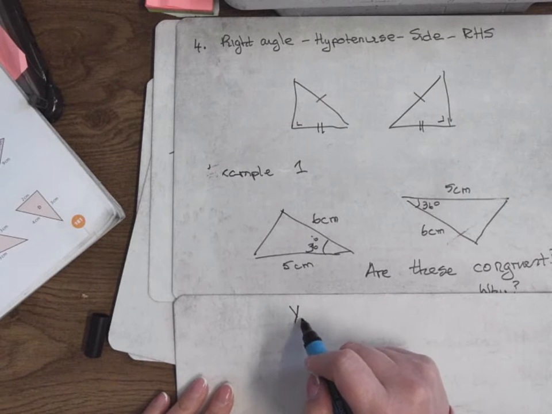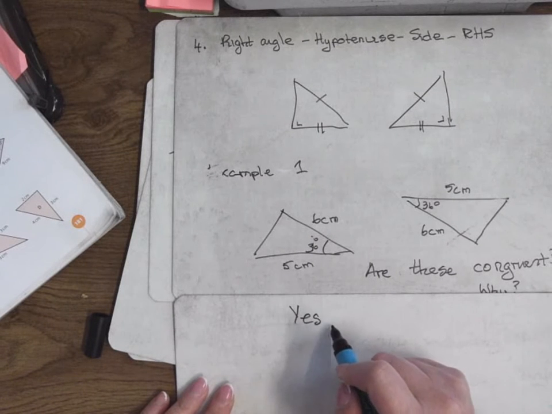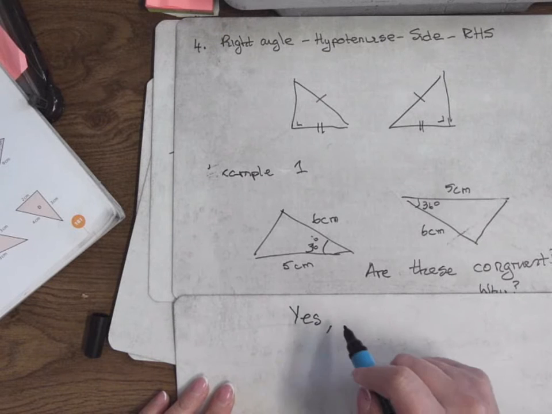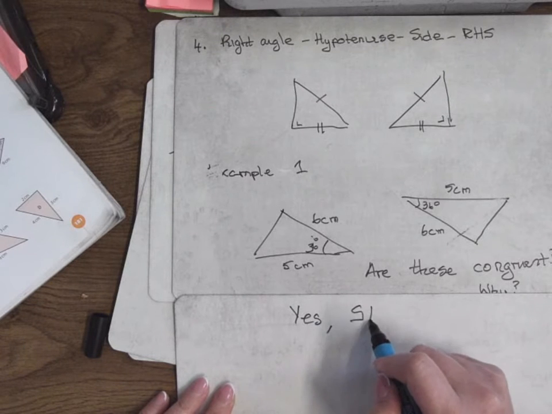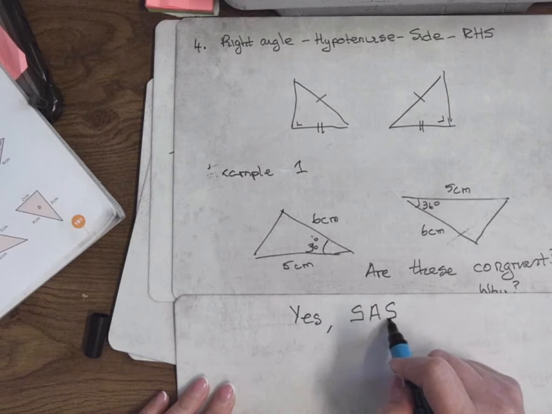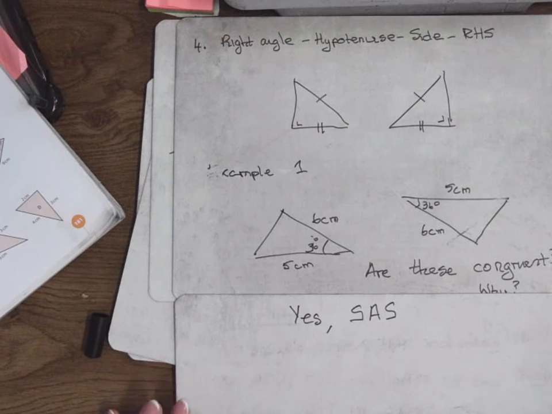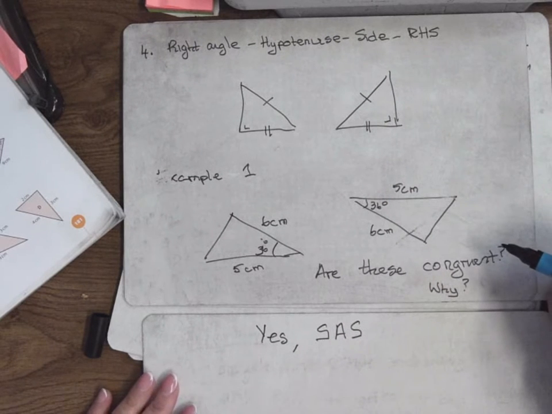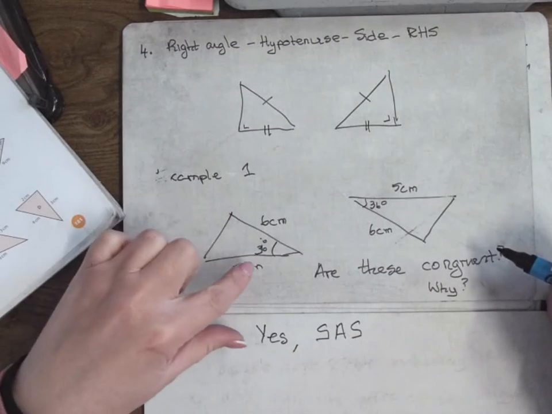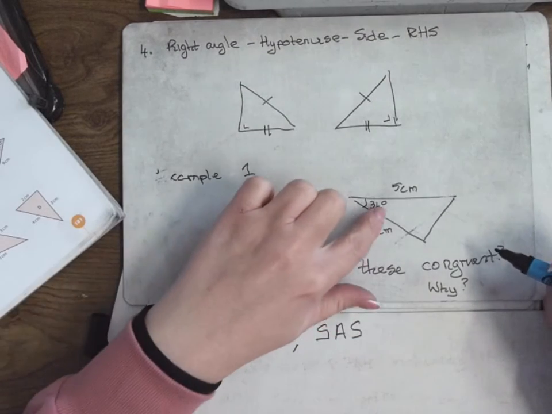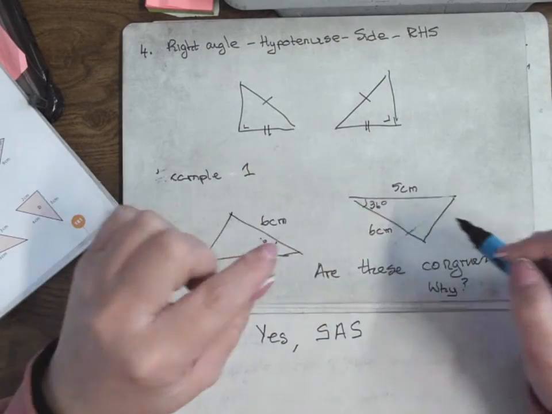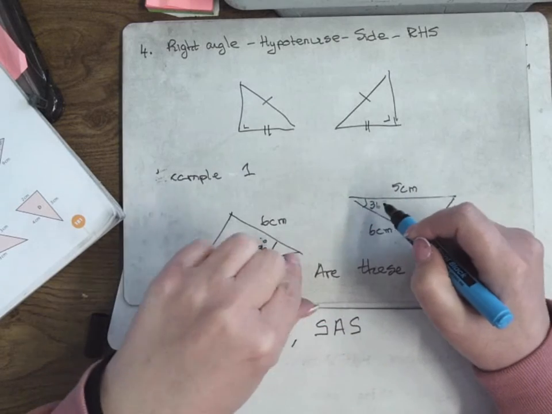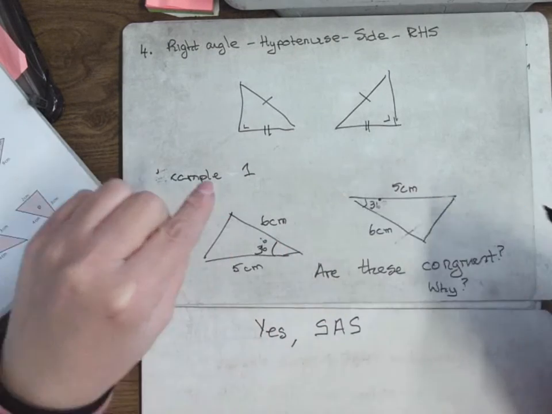Here's your answer. Yes, they are. And then they ask me for why. Look what I'm going to write. SAS. Done. The second angle, 36 or 30? They're both 36. Sorry, 36 degrees. That's supposed to be a little degree sign up there.